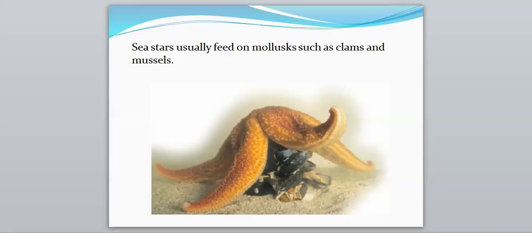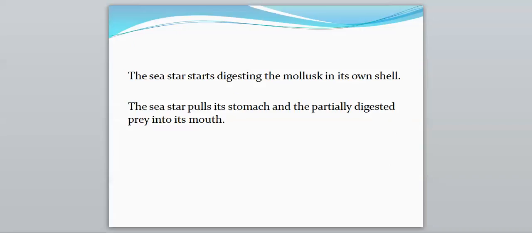It would be basically the equivalent of you sitting at the lunch table. You have your food all nice and lined up on your tray. Your stomach comes out of your mouth, wraps around your tray, wraps around all your food, and then you just digest it there and pull it back inside your body. That's pretty much the equivalent of what a starfish or sea star does. Again, they start digesting the mollusk in its own shell outside of the sea star's body, and then they pull their stomach and the partially digested prey back into its mouth. So that's a pretty cool example of feeding within this group.